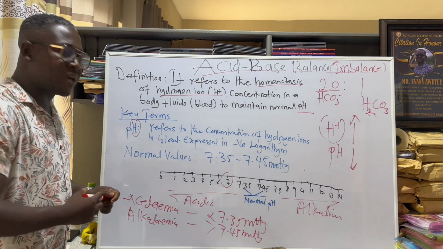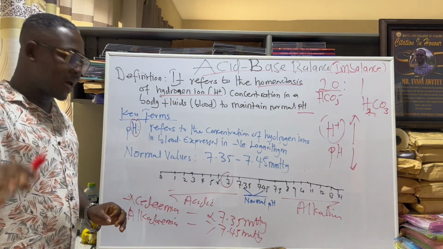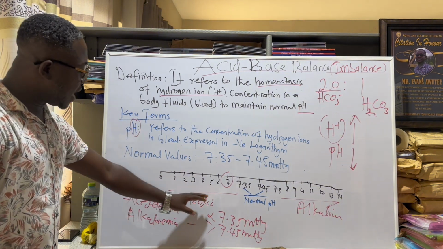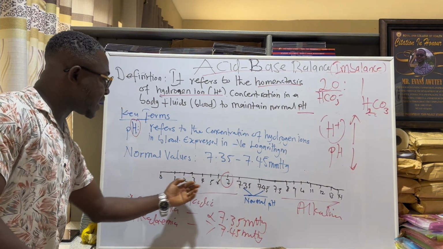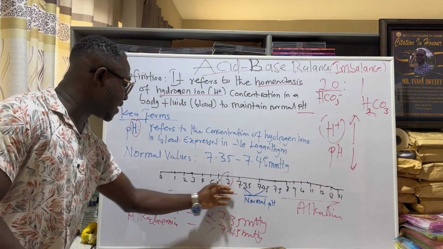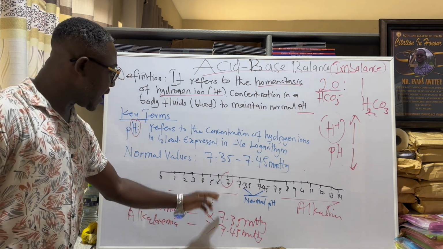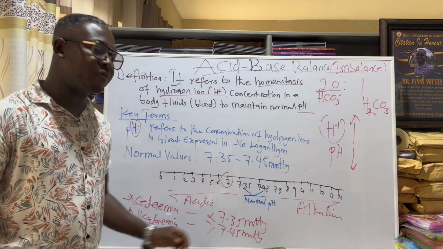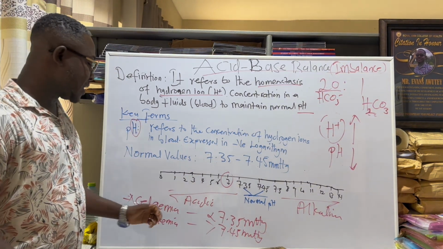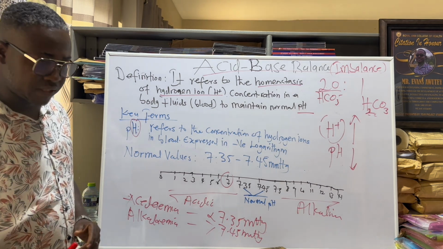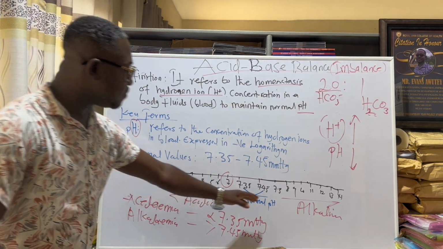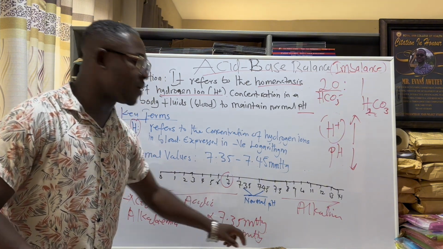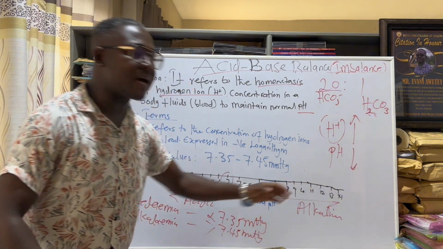Now, as I said, we have the normal values for the blood and then we have the abnormal values. So anything going to this side, less than 7.35, is acidic. When the pH of the blood shows a figure less than 7.35 millimeter per mercury, we say it is acidemia, or acidosis. And anytime the pH of the blood is greater than 7.45 millimeter per mercury, we say the blood is alkaline.